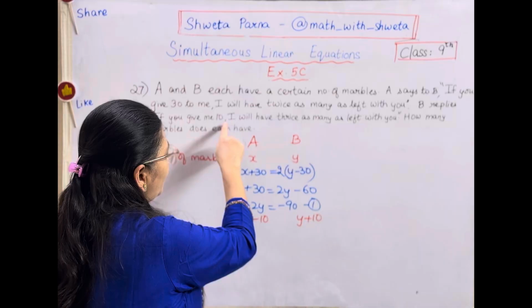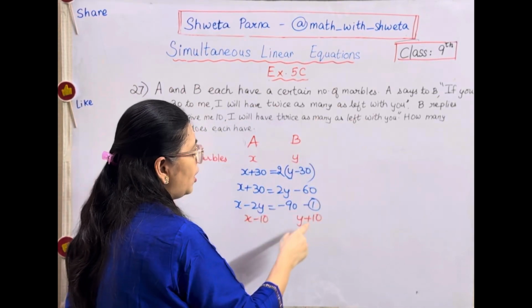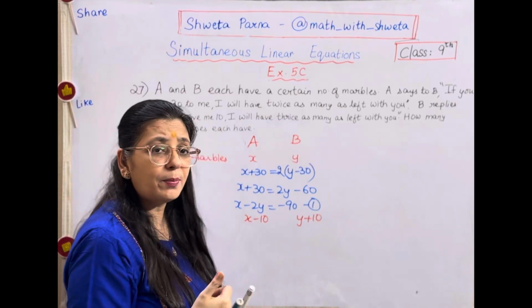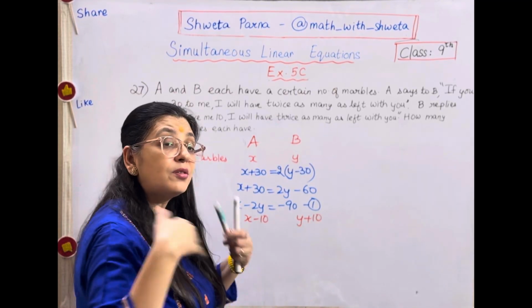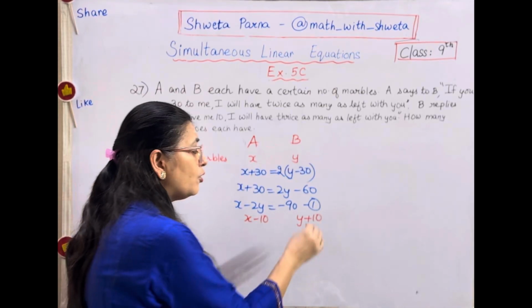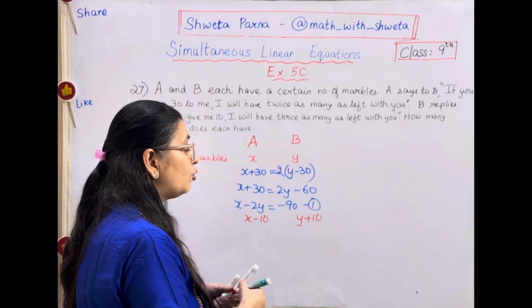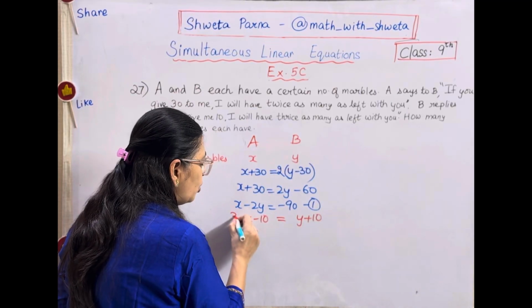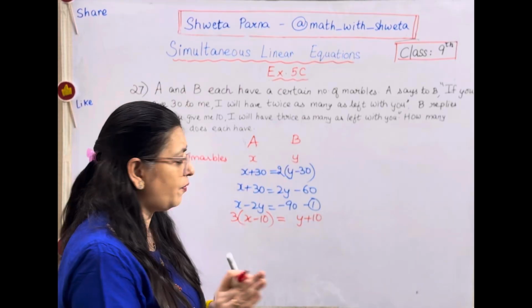Correct? Now if you give me 10, I will have thrice as many as left with you. B says that if you give me 10 marbles, and you are left with 10 marbles, then I will have triple, 30 marbles. So over here now B is having thrice as what A has. So to make it equal, what you will do? You will do thrice into A, so that both have an equal number of marbles.